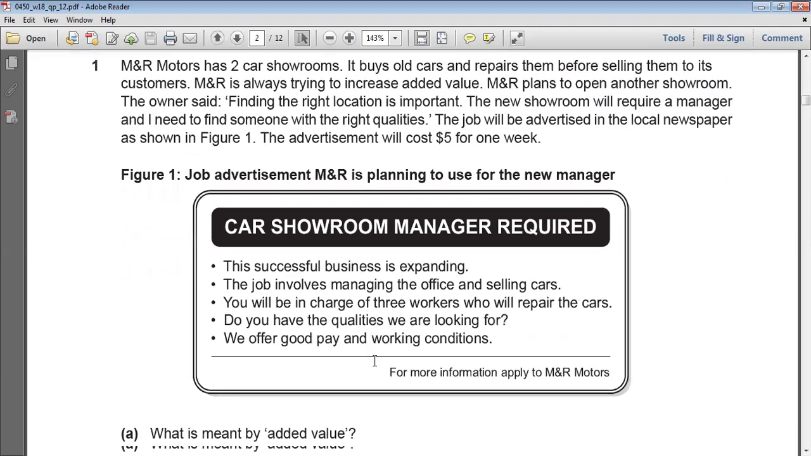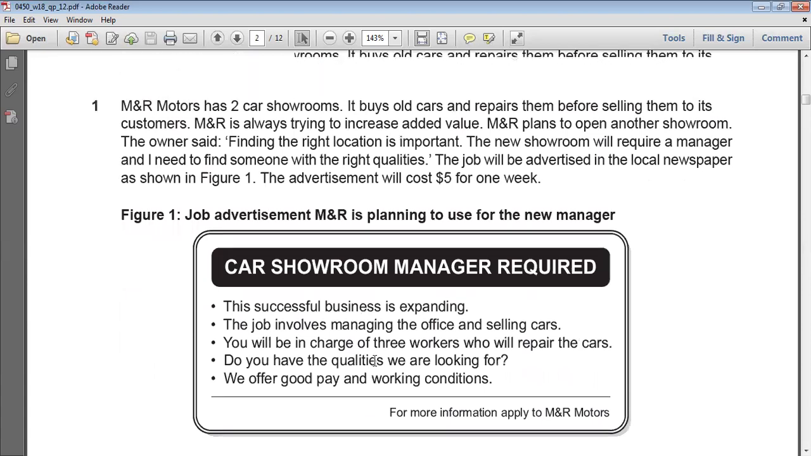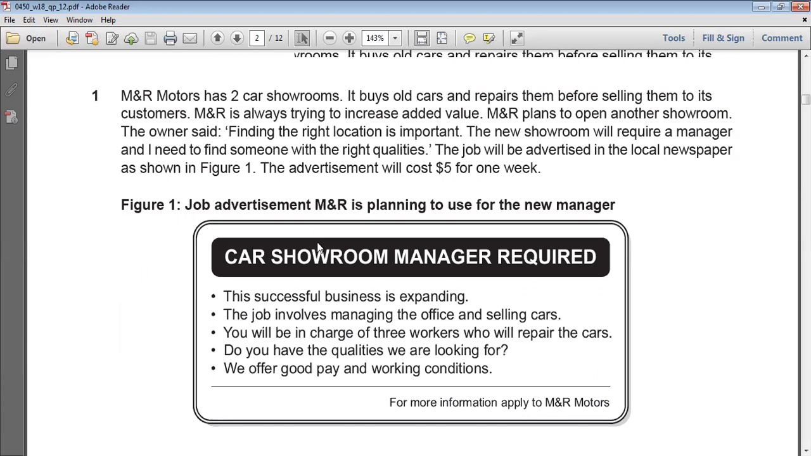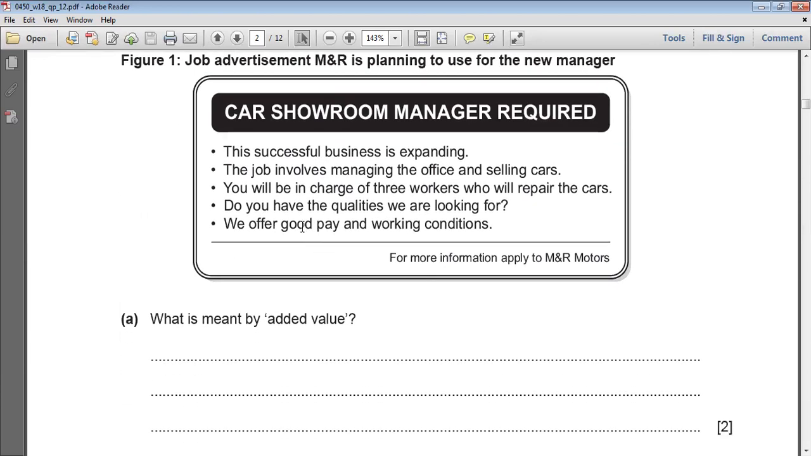Now let's see. This is exactly nice. They will give the question like this. They will give one paragraph, like M&R Motors has 2 car showrooms. Again, they will explain, and they will also give some visual or some information about the business. After they give a short illustration of the business, they will now start with question A.